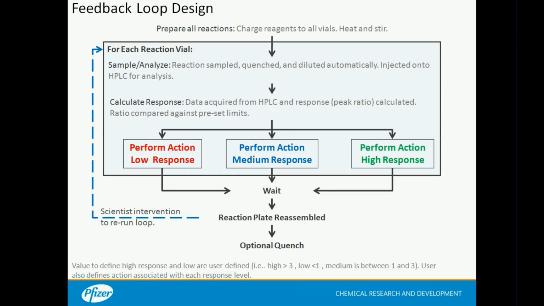If it's a low response, medium response, or high response, then all of the reactions are given time to stir at their new conditions, whether it's colder, hotter, or with reagents. After that period of time, the instrument will reassemble the vials, at which point the scientist can come back in and restart the loop to get endpoint samples. This is one of our limitations, which is why it's a dotted arrow, is we now have to control the restart of the loop to get the second sample.